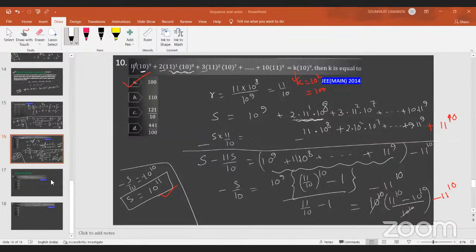Okay. So in AGP, remember, we need to find the common ratio of the GP and then multiply that ratio with each term of the series given, and then shift one term ahead and then take the difference and solve the problem. That's all.